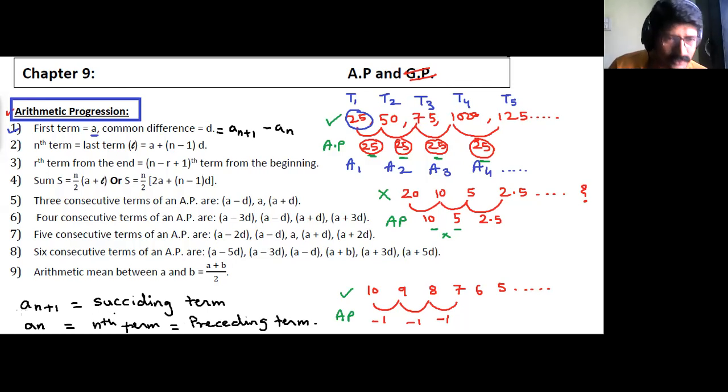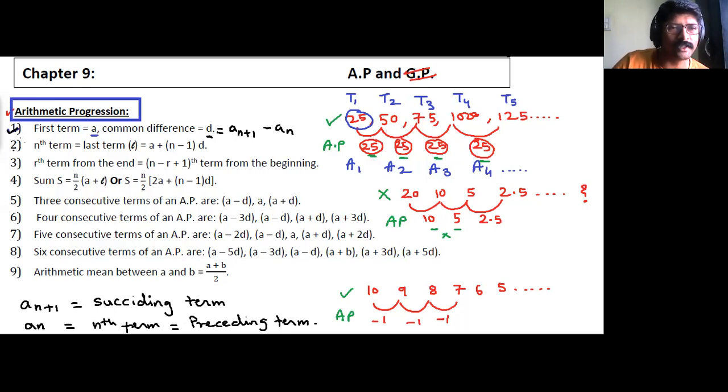I hope you understood what a n plus 1 or a n is. A n plus 1 is this, then in that case a n will be just prior to that. So succeeding term minus preceding term is called d. The d is called the common difference. If the common difference is constant, then only that progression is called an arithmetic progression. I hope you understood this first formula.